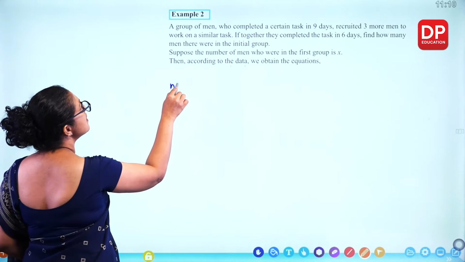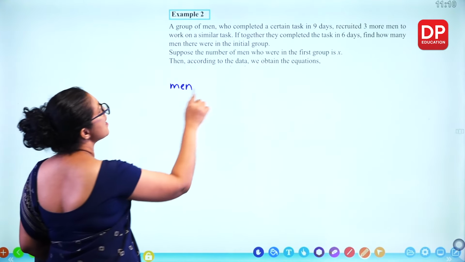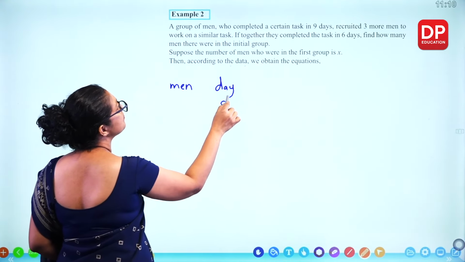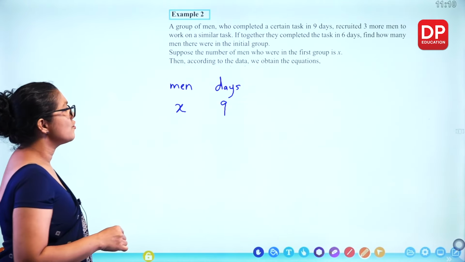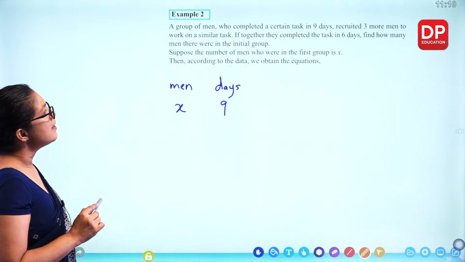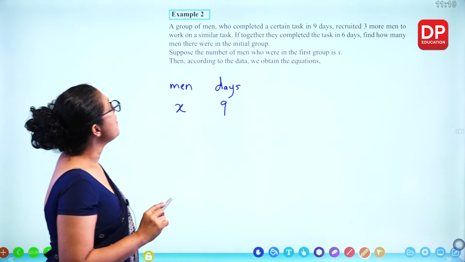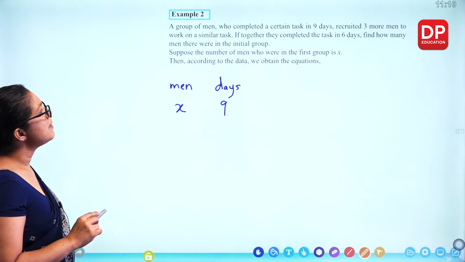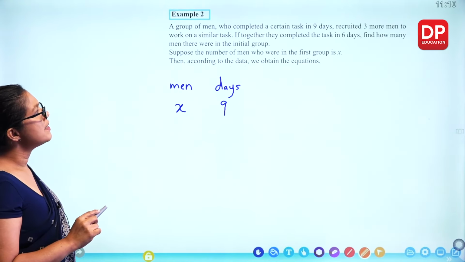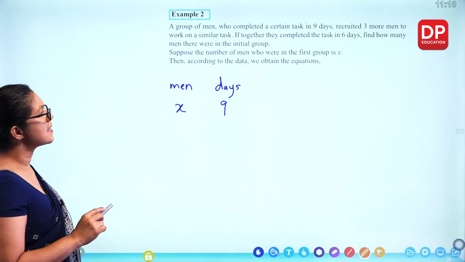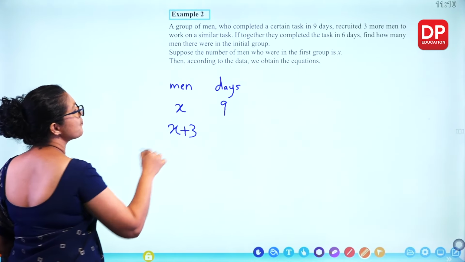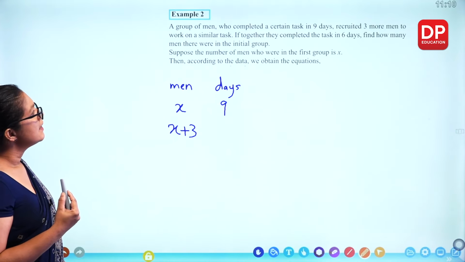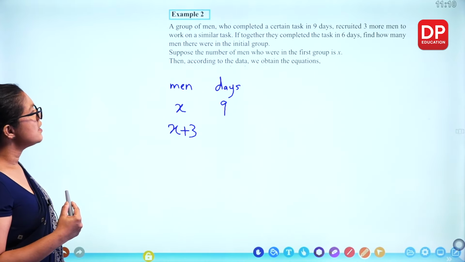So here it says a group of men completed a certain task in 9 days. We don't know how many men, so we can put x. Again it says 3 more men were recruited to work on a similar task. Recruiting 3 workers means this becomes x plus 3. Find how many men there were in the initial group.